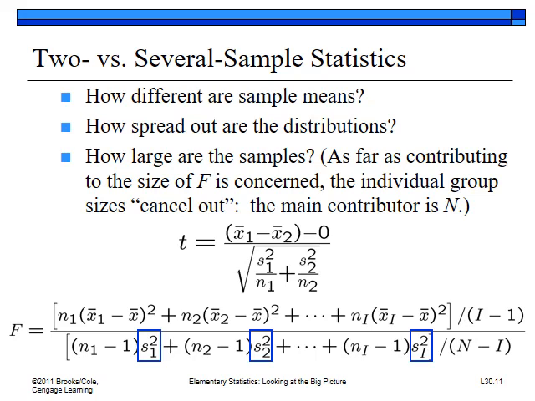How large are the samples? Remember, n1 and n2 are the sizes of sample 1 and sample 2. They go into our computation for t here. In the F statistic, what happens is that the individual sizes of each group more or less cancel out. We've got an n1 in the numerator and an n1 in the denominator. Now I know these don't exactly cancel out, but they come pretty close. The n2's cancel, the n3's cancel, the ni's cancel. What we're left with is this big N, is the main factor. Remember, N is the total size of the overall sample.